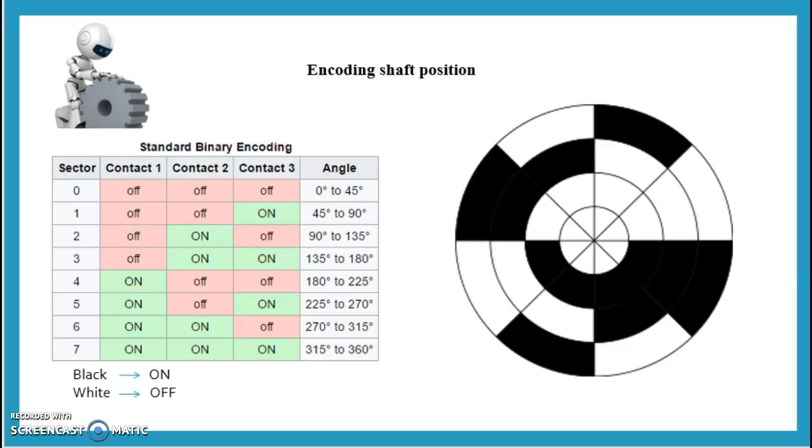Here, the black sector shows on and the white sector shows off. For the first case, sector 0, which shows angle from 0 to 45 degrees, has a binary coding 0 0 0, thus it shows off off off. For sector 1, which shows angle from 45 degrees to 90 degrees, has a binary coding 0 0 1, thus it shows off off on, and so on.